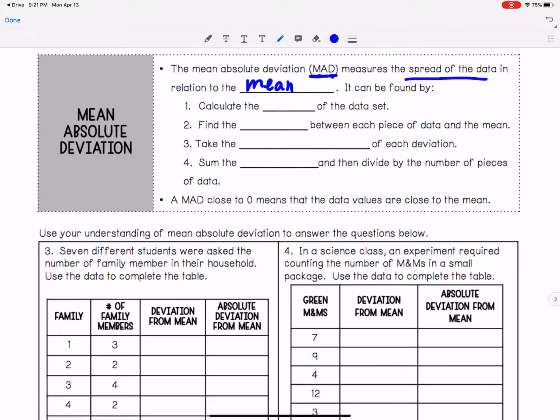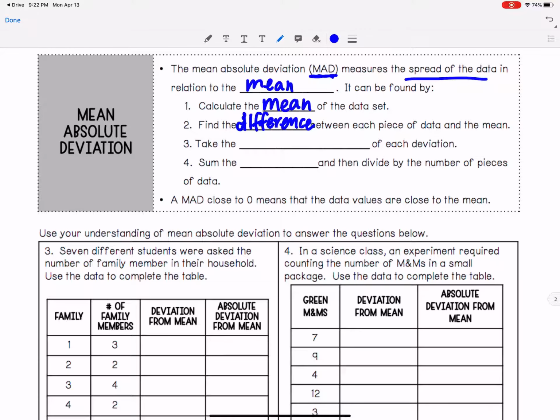It can be found by doing all of these four things. Let's do them in order. Step number 1, calculate the mean of the data set. So you have to add up all your numbers and then divide by how many numbers there are. Step number 2, find the difference. And difference means subtraction, remember. Find the difference between each piece of data and the mean.